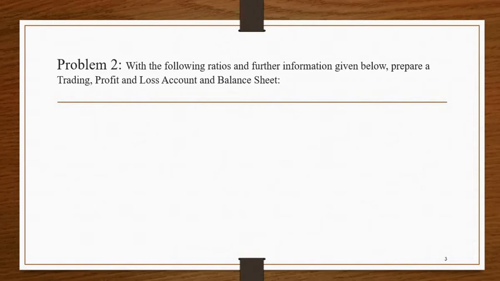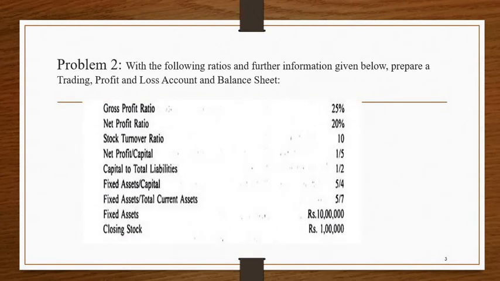So the problem 2: with the following ratios and further information given below, prepare a trading and profit and loss account and balance sheet. The information we have is: gross profit ratio is 25%, net profit ratio is 20%, stock turnover ratio 10, net profit to capital 1 by 5, capital to total liabilities 1 by 2, fixed assets to capital 5 by 4, fixed assets to total current assets 5 by 7, fixed assets 10 lakh and closing stock 1 lakh.